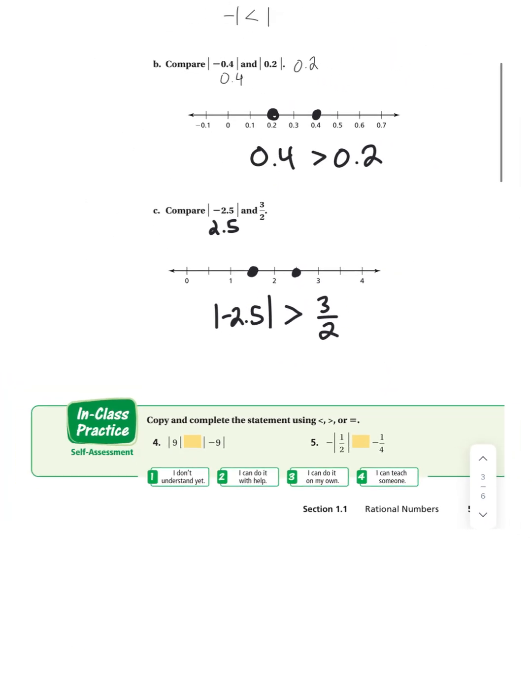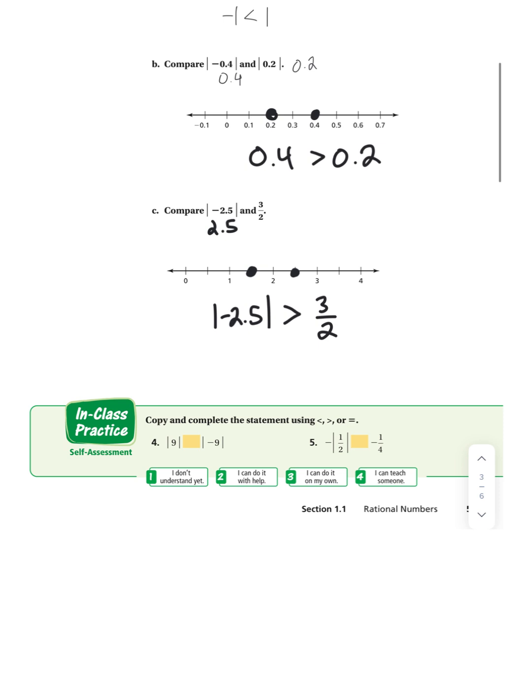All right, pause the video, see if you can fill in the blanks for these two, play it back to see if you got it right.